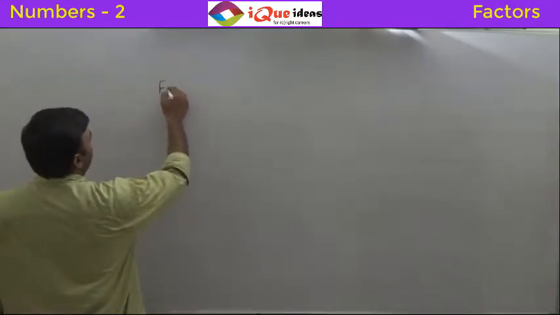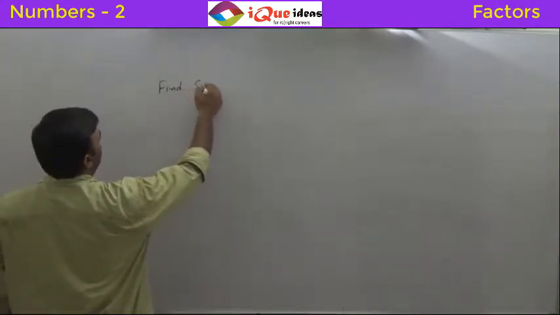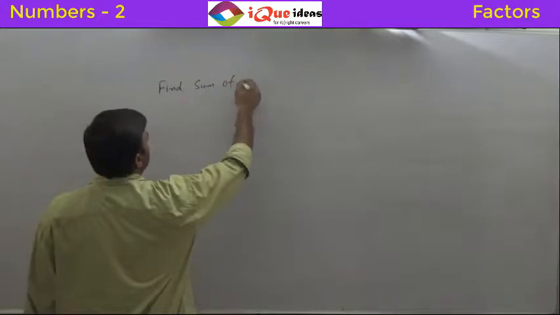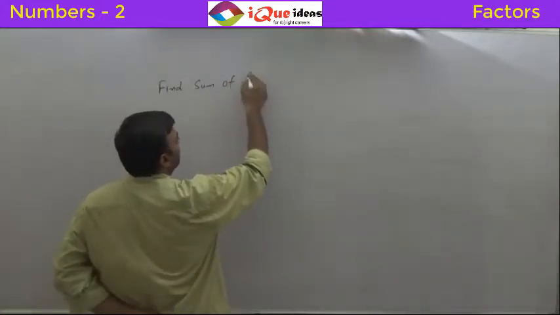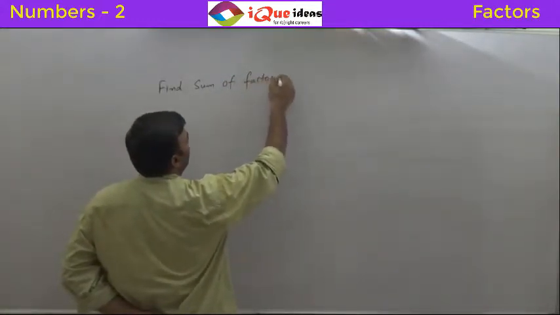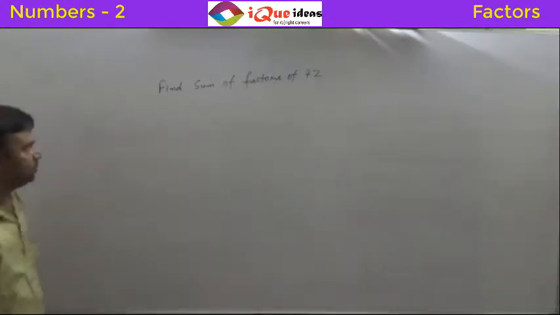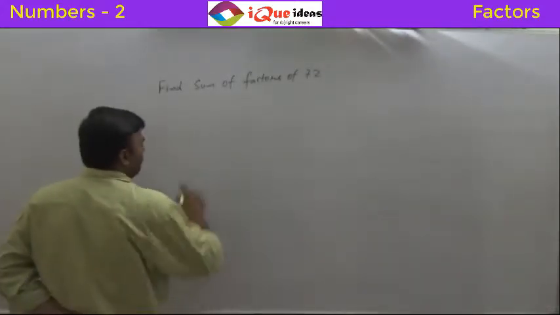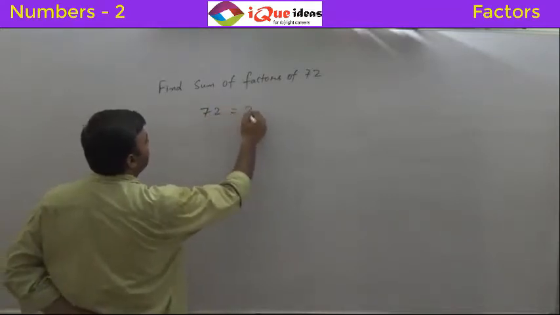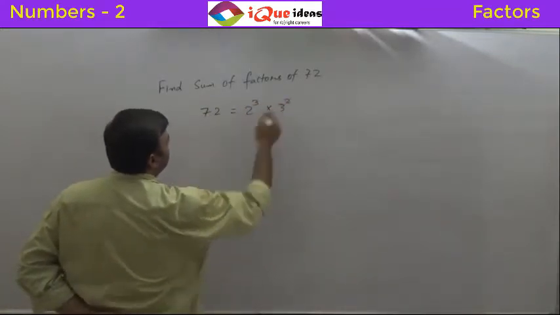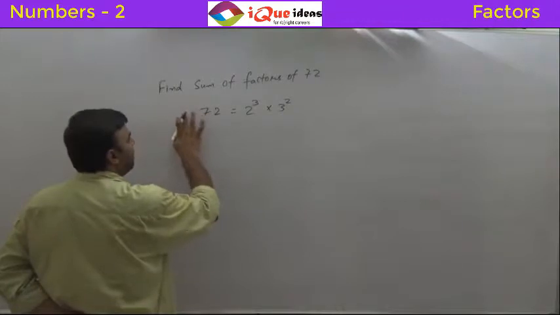Let's take up a question. Find the sum of factors of 72. We have already factorized 72 and that was 2 cube into 3 square. Now just to recall, how did we find the number of factors?